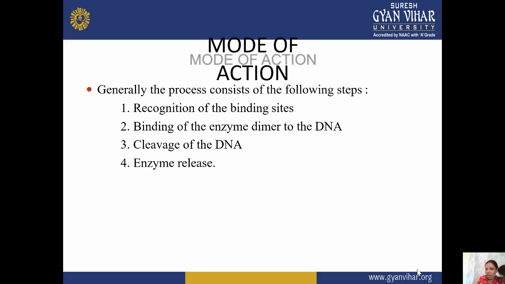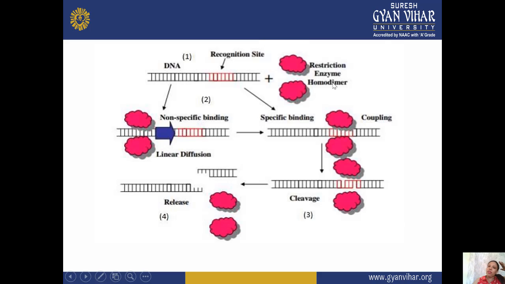Mode of action: we have discussed that there are four steps. First is site recognition, second is binding, third is cleavage, and fourth is enzyme release. In the chart, the first step is recognition, where the enzyme recognizes the binding site. In the second step, binding may be non-specific, far from the recognition site, or specific, on the recognition site. Then there is cleavage, where the enzyme breaks the DNA, and then the enzyme is released after the cleavage. So this is the whole process we have discussed.